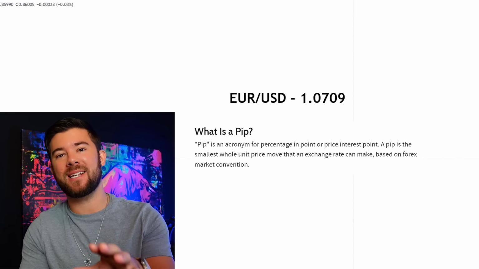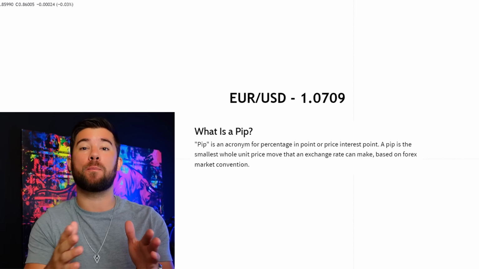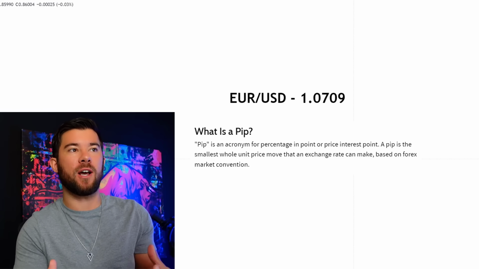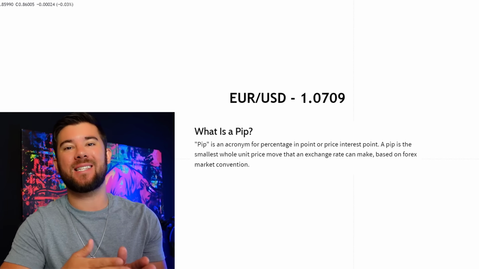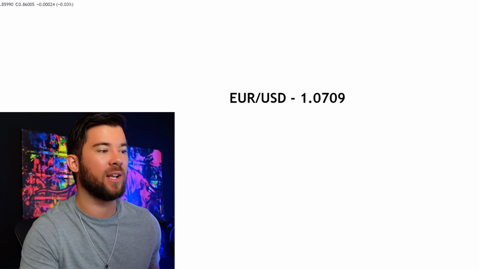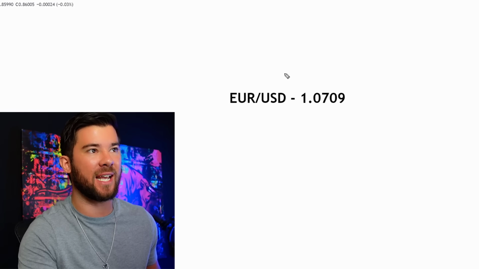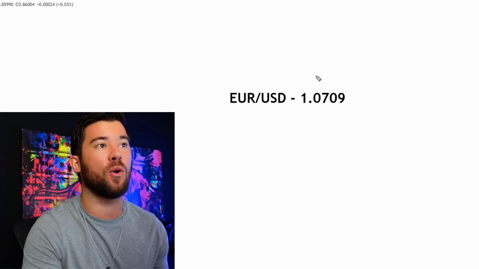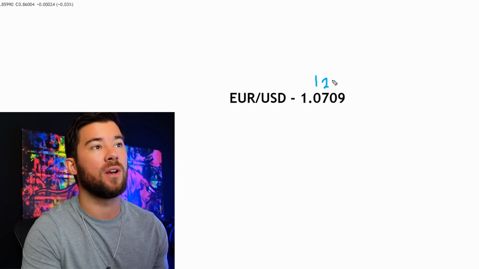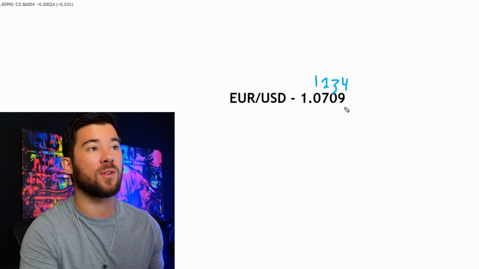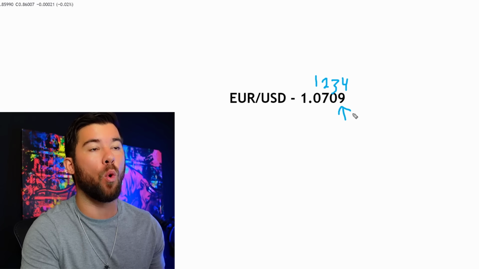So a pip is how the Forex market moves. It stands for percentage in points. And what's really important for you to understand is what a pip is. A pip is the fourth place after the decimal. So right here, we're looking at the euro dollar. This is the important part. What you really need to understand is that a single pip is the fourth place after the decimal. If we go 1, 2, 3, 4, which one of these numbers is a pip? The fourth one, so the 9 here is 1 pip.